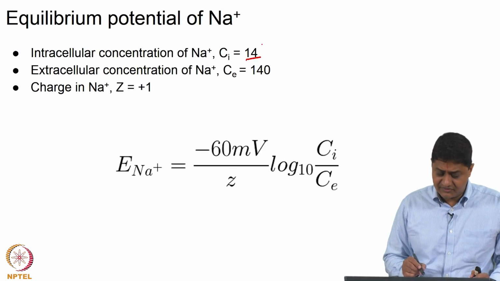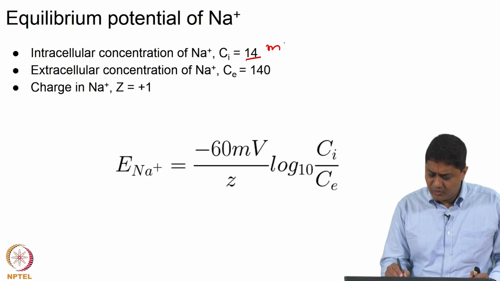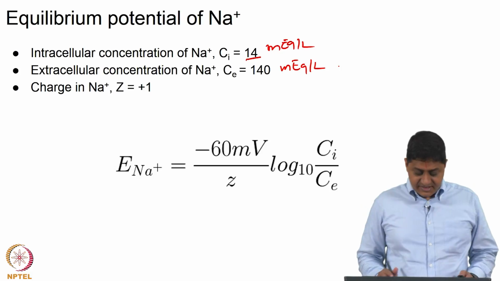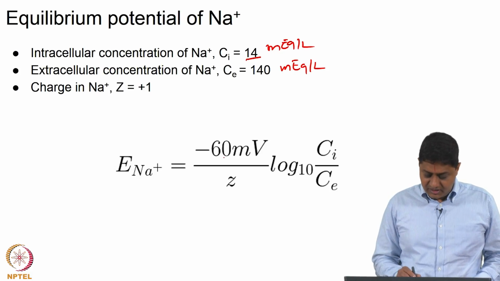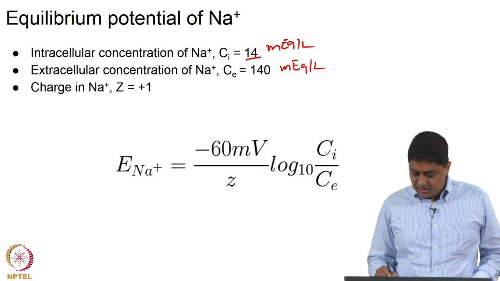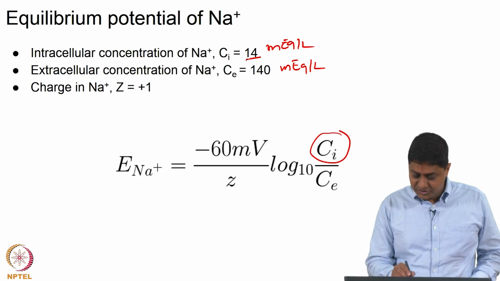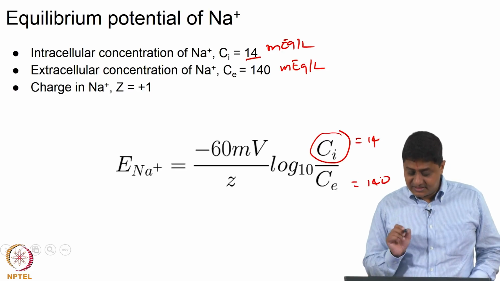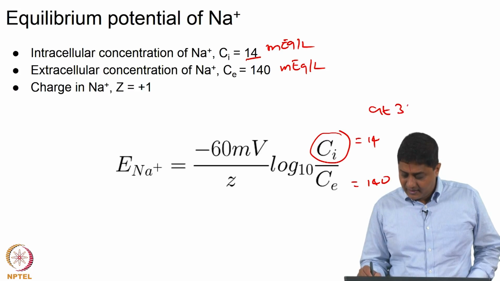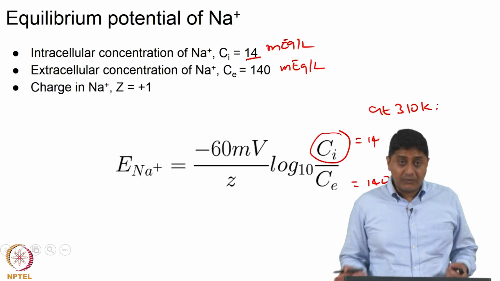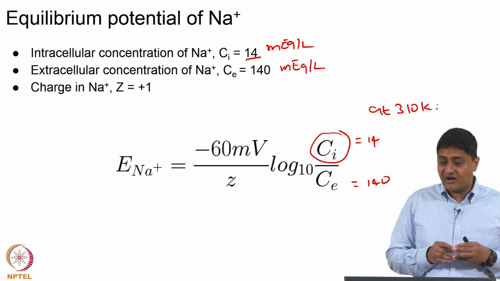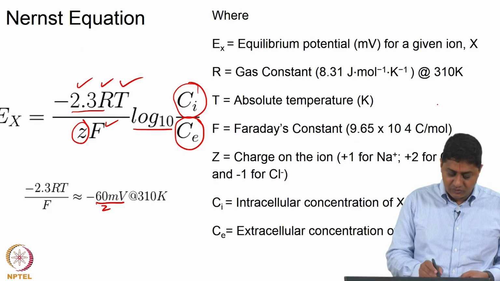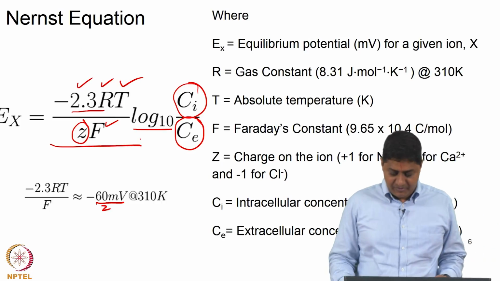The intracellular concentration of sodium is 14 milliequivalent per liter, and the extracellular concentration is 140 milliequivalent per liter, for example, right. And we already said that the Nernst potential is minus 60 millivolts by Z, log base 10 of C_i by C_e. So, I can substitute C_i as 14, C_e as 140. Once again this is computed at 310 Kelvin, let us remember that. Suppose the problem asks you to compute this for a different temperature, then you have to go back to the general form of this equation and redo this problem, right.